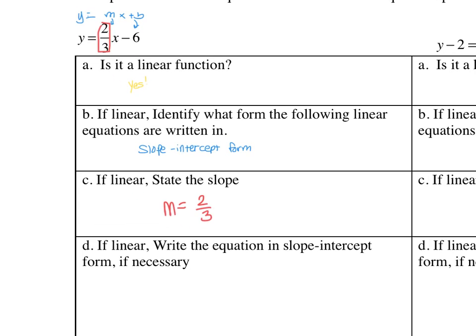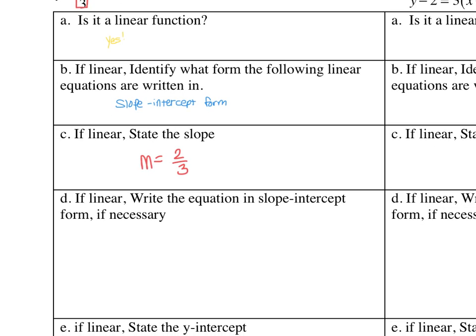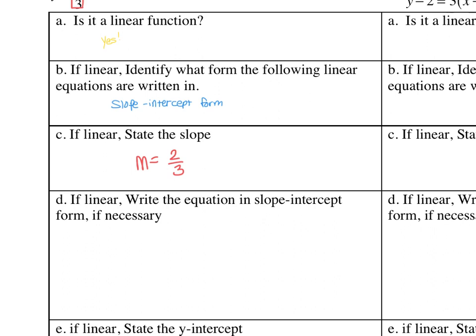D, if it's linear, write the equation in slope-intercept form if necessary. Well, it's already in slope-intercept form, so I'm just going to rewrite the equation. y equals 2/3 x minus 6.